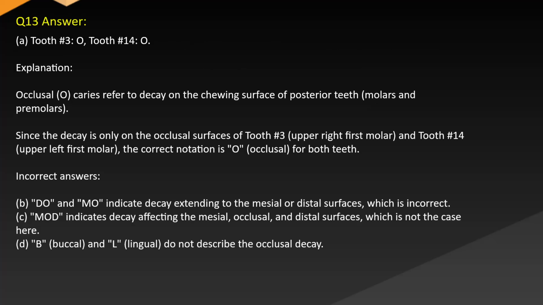Correct answer A. Tooth 3, O. Tooth 14, O. Explanation. Occlusal (O) caries refer to decay on the chewing surface of posterior teeth, molars and premolars. Since the decay is only on the occlusal surfaces of tooth number 3, upper right first molar, and tooth number 14, upper left first molar, the correct notation is O, occlusal, for both teeth.